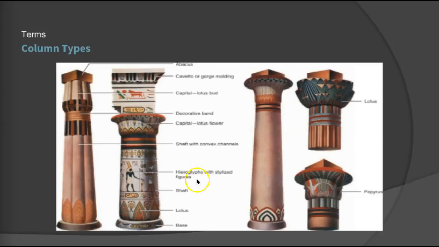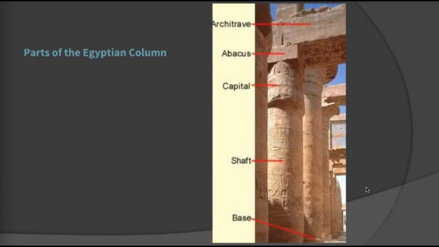Hieroglyphics were on everything with stylized figures. And then here are some other capitals. This is a palm. It isn't labeled here really, but this is a palm style capital. We've got another lotus, another style of the lotus capital, and then another papyrus one. Here we have these sort of stalky bits, and so this is a pure papyrus one. So parts of the column, you're going to need to know parts of the column. Just memorize it. You will need that.